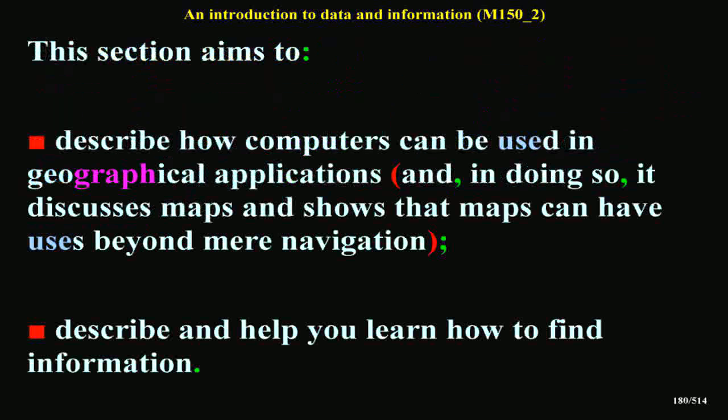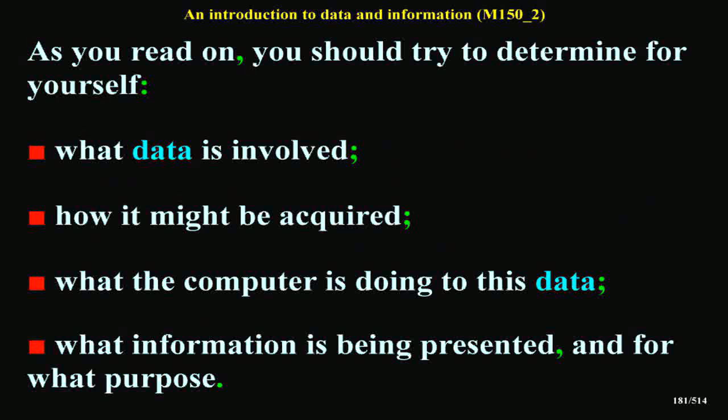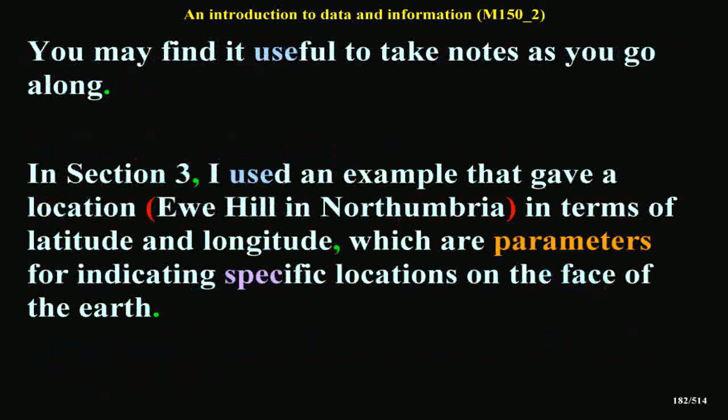This section aims to describe how computers can be used in geographical applications, and, in doing so, it discusses maps and shows that maps can have uses beyond mere navigation. It will describe and help you learn how to find information. As you read on, you should try to determine for yourself what data is involved, how it might be acquired, what the computer is doing to this data, what information is being presented, and for what purpose. You may find it useful to take notes as you go along.